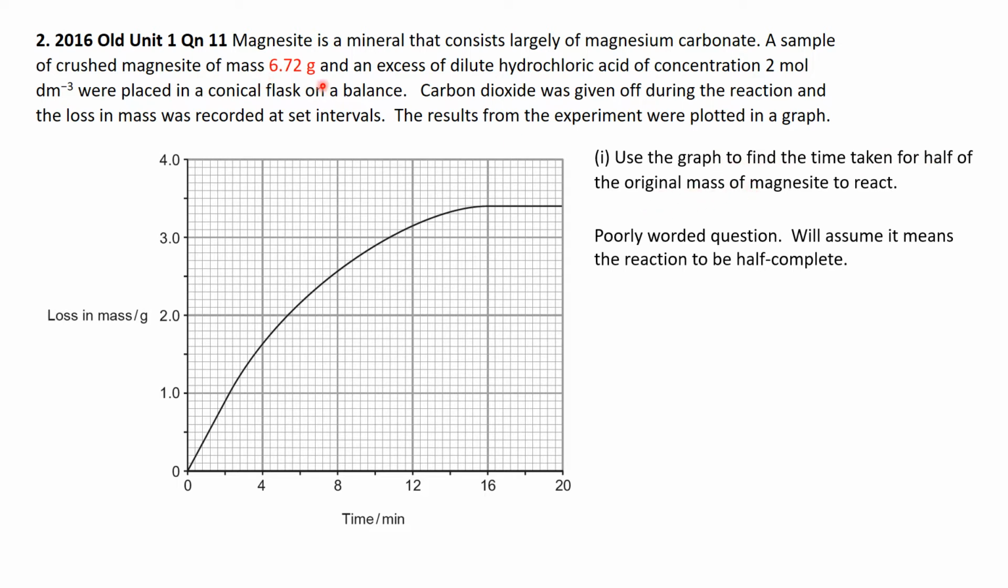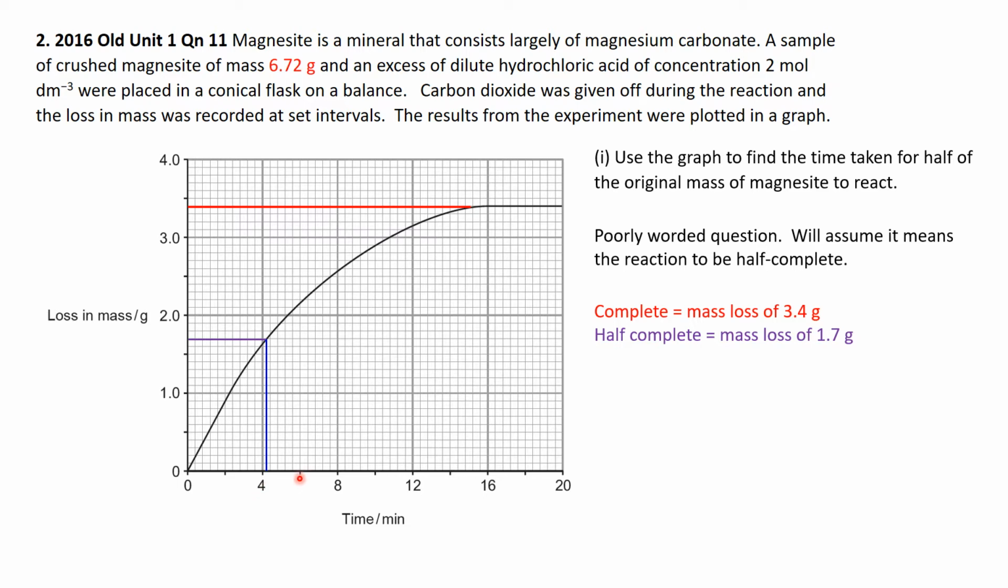Well, the original mass is 6.72 grams, so half of that to react is half of 6.72. Obviously, that's not what they mean. What they presumably mean is half of the magnesite that's going to react has reacted. In other words, reaction half complete. So based on that, complete reaction means a mass loss of 3.4 grams right there, as the mass loss tails off and achieves a constant value. So half of that is 1.7, which is right there. So the time for 1.7, taking it down there nice and prettily, is a little bit more than 4.